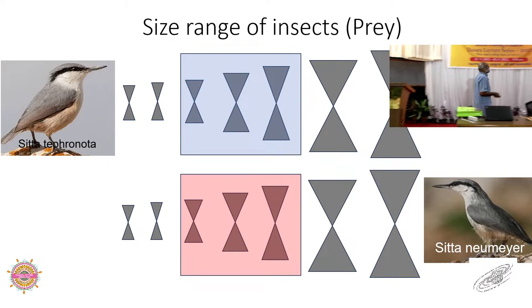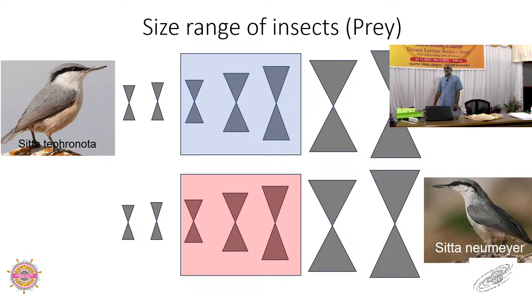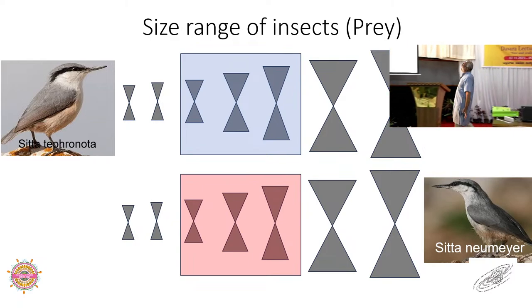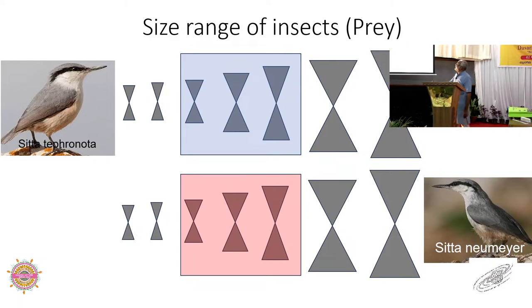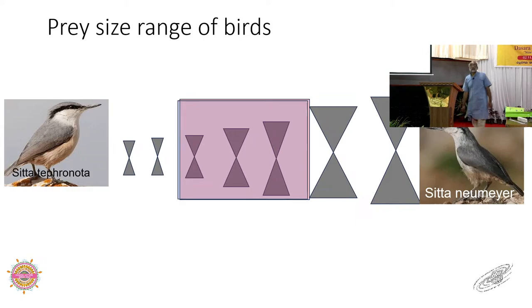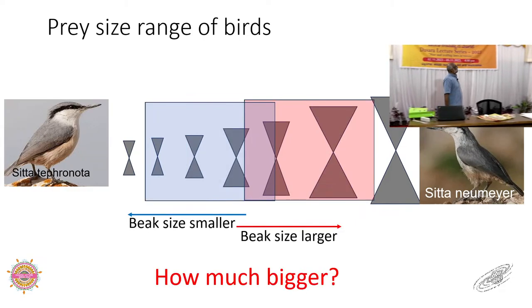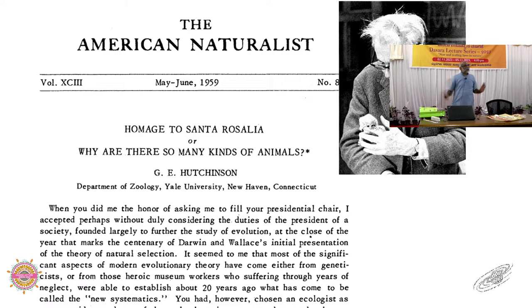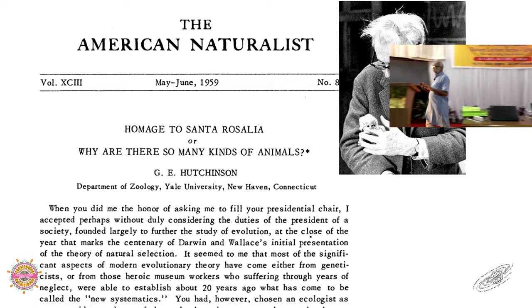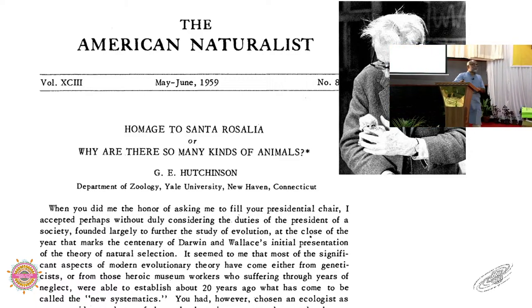Now this was answered by an ecologist called Hutchinson. Let me cut the whole story short. He wrote a paper called Homage to Santa Rosalia, or Why Are There So Many Species? Let me not go into the details, but only give you the reason why he called it Santa Rosalia. He went to Italy to investigate a particular question of the water bugs. He collected the water bugs from a mountain range where there was a church. Behind that church, there was a cave.